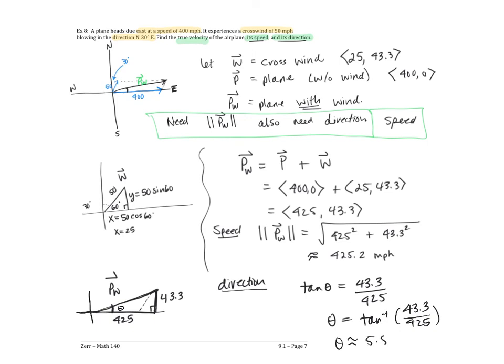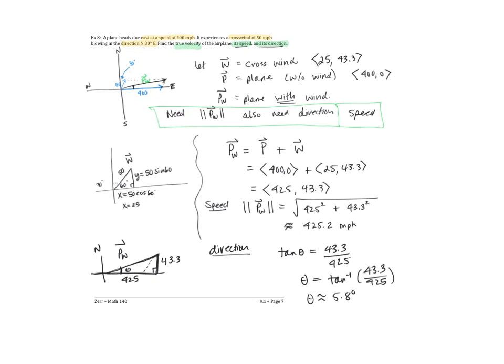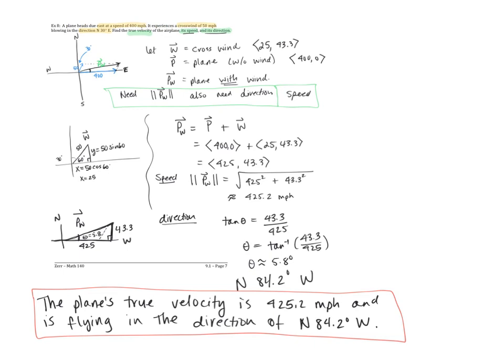about 5.8. Okay, but usually we give direction in terms of bearings. Okay, so if this is north, we're going to be turning in the direction of west. This we found is that little 5.8. So just subtract that from 90 and we'll travel at a bearing of north 84.2 degrees west. So the plane's true velocity is 425.2 miles per hour, and it's flying in the direction of north 84.2 degrees west.